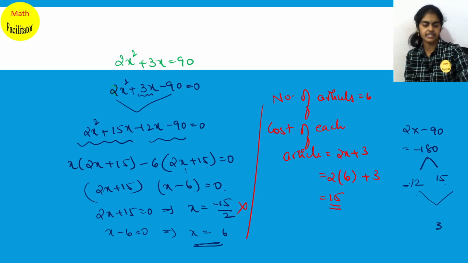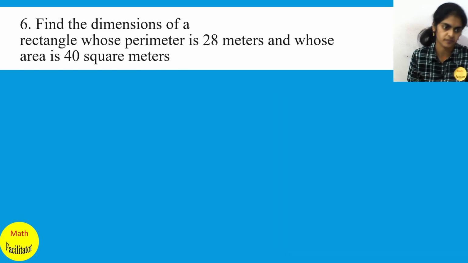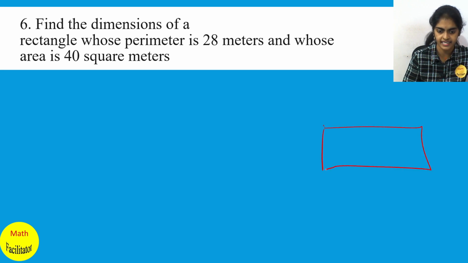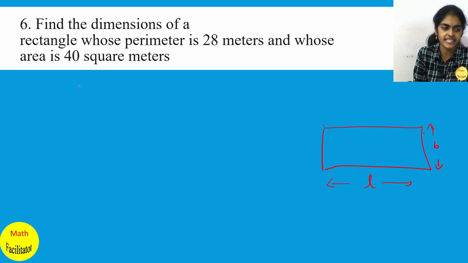I hope this is clear till here, and let's proceed to the next question. Find the dimensions of a rectangle whose perimeter is given to you. So for example, if this is a rectangle, so this is length, this is breadth. The perimeter of a rectangle is given to you as 28 meters.